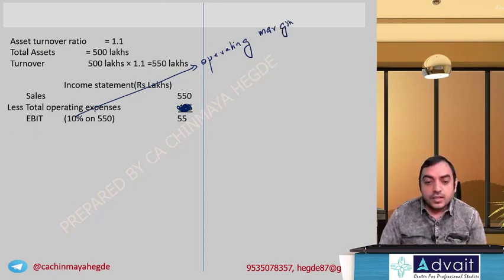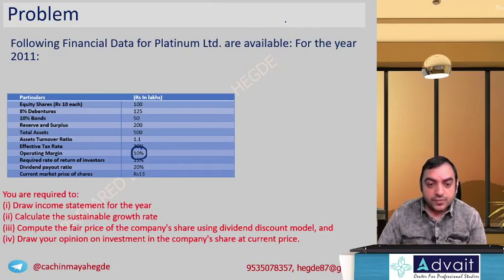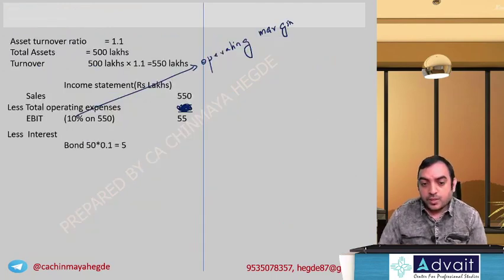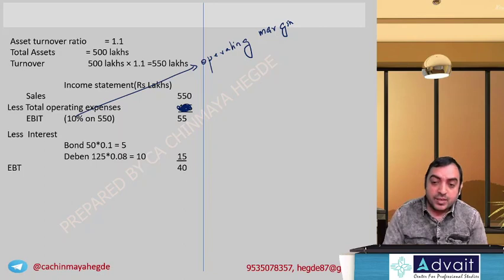Okay. Interest expense we can easily calculate. 8% debenture, 8% on 125, 10% bond, 10% on 50. That is the interest elements. Bond 50 at 10%, debenture 125 at 8%, 5 and 10, 15. So you get EBT of 40.